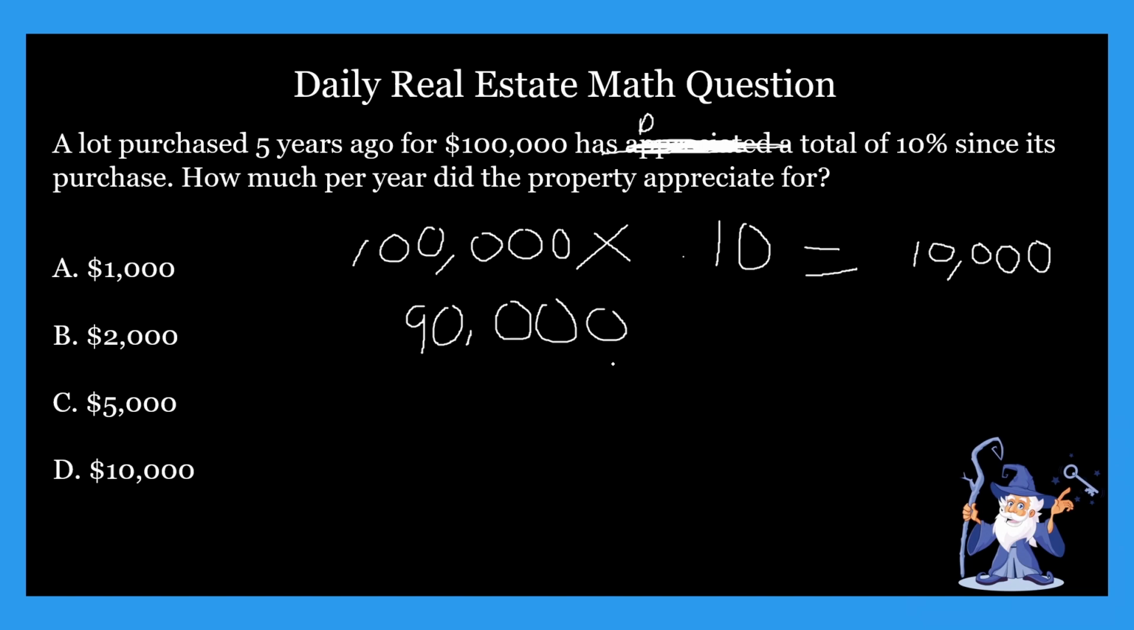And then, of course, once you get this $90,000, let's just finish out the problem for you guys. How much per year did the property appreciate? Or in our case, it would be depreciate. We would do the same thing. We would take that $10,000 and then divide it by 5, and actually it would be the same answer, which is kind of ironic. But it would be the same answer because the numbers are the same, because again, it's that 10%.